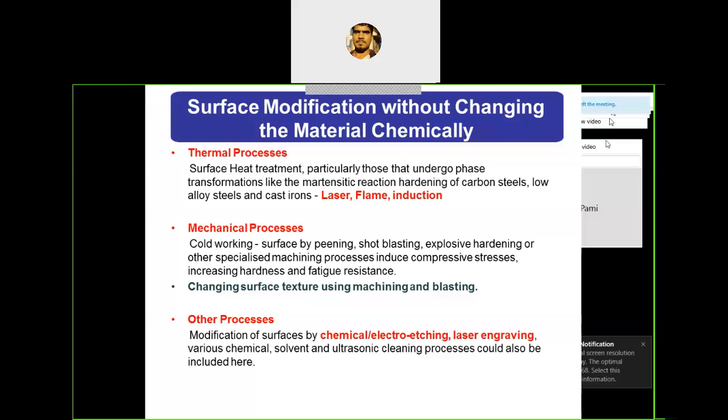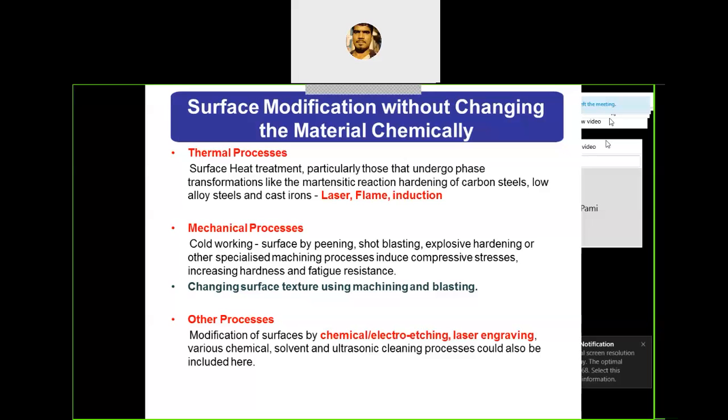If you increase the temperature, it will change the phases, and that is done with the help of laser, flame, or induction. With the help of current, or with the help of flame, or with the help of laser, we are going to change the surface temperature. That is what the thermal process.